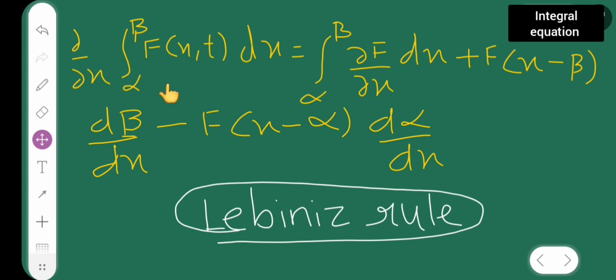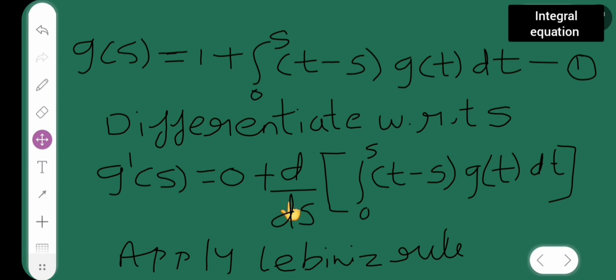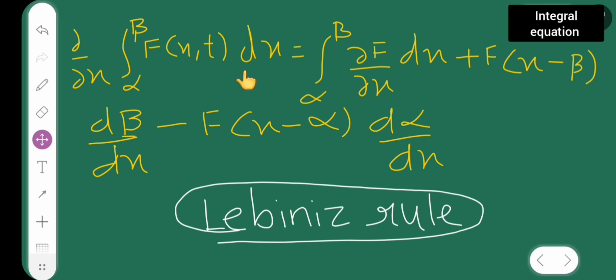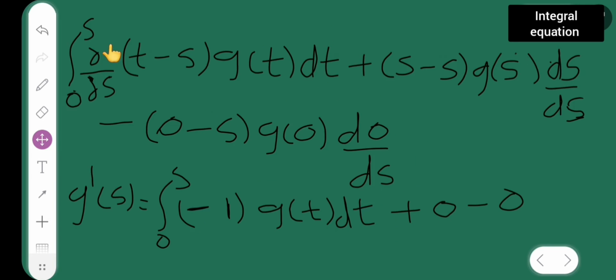So the integral is from 0 to s, so I have to put dou by dou s inside, since here it is with respect to s. So integral from 0 to s of dou by dou s of (t minus s) g of t dt, plus the upper limit term: minus s g of s. Instead of t you have to put s now. This upper limit will come here.